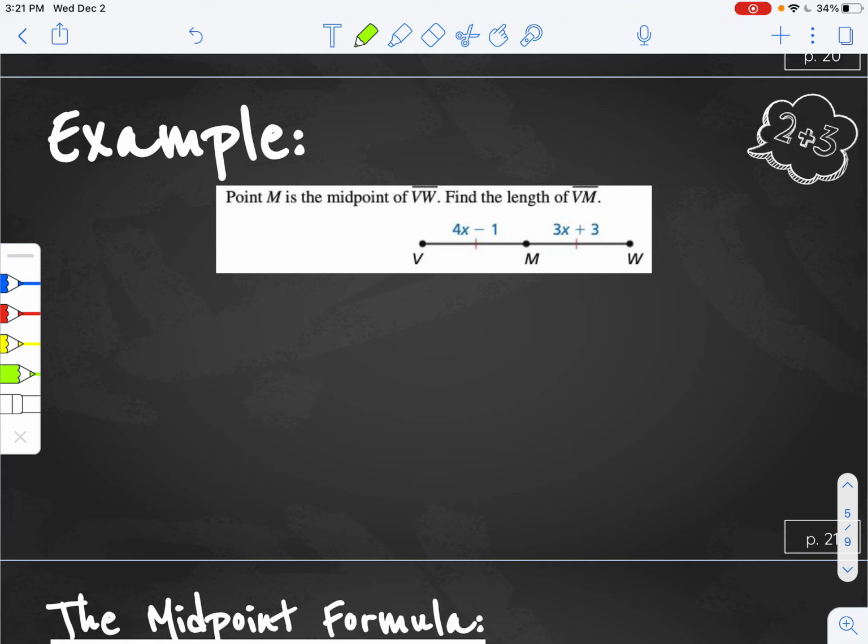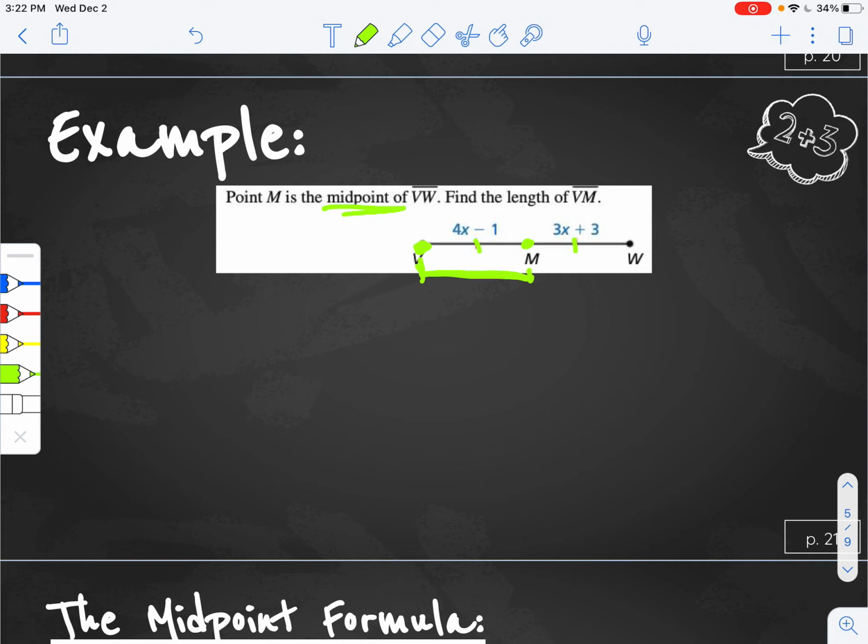Here's a more realistic example to what we would see on a test or a quiz. Point M is the midpoint of VW. So point M here is the midpoint. This time it tells us it's the middle, splits it right in half. We also have our tick marks to show that. Find the length of VW. So it wants us to find the length of VM.